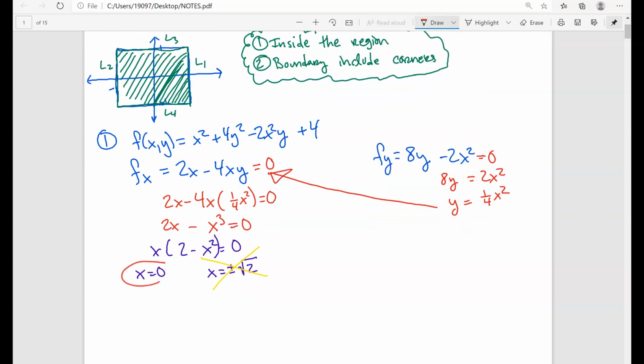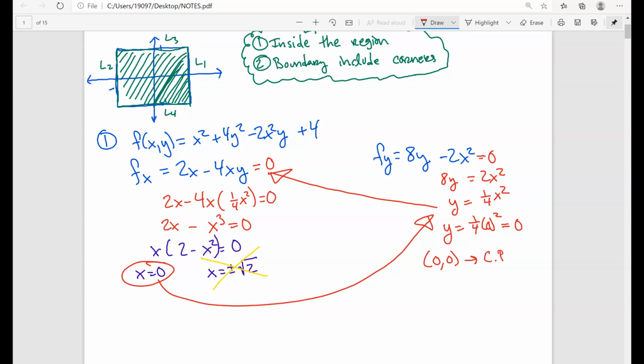So the one value is just x equals 0. Now we have to find its partner. y is equal to 1/4 times 0 squared, and that gives me 0. So the point (0, 0) is my only critical point, and that one lies inside the region. It lies right here.